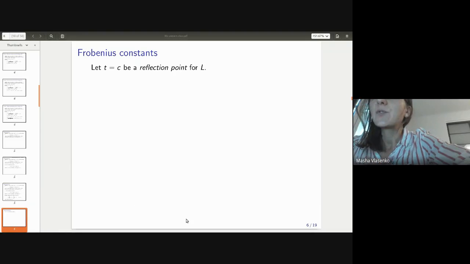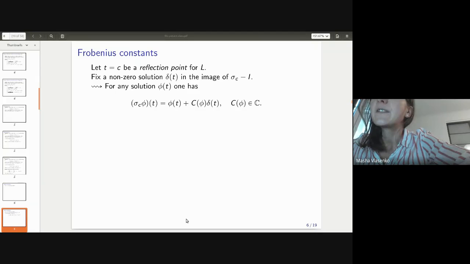Now, Frobenius constants, the object of this talk, are defined in the case when L has a reflection point. This is the only particular thing we need to define these numbers. For such differential operators, we can do the following. We fix a non-zero solution delta such that it's in the image of the variation of the local monodromy. Sigma c minus identity is called the variation of sigma c. And then for any solution, as we said before, it adds a multiple of delta, and the constant here depends on the solution.